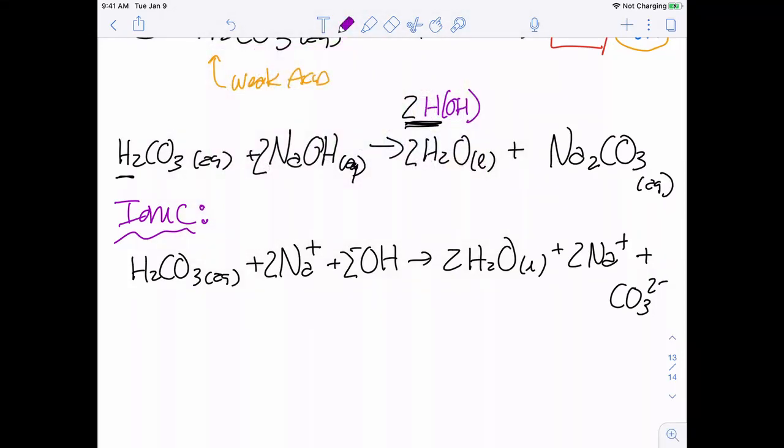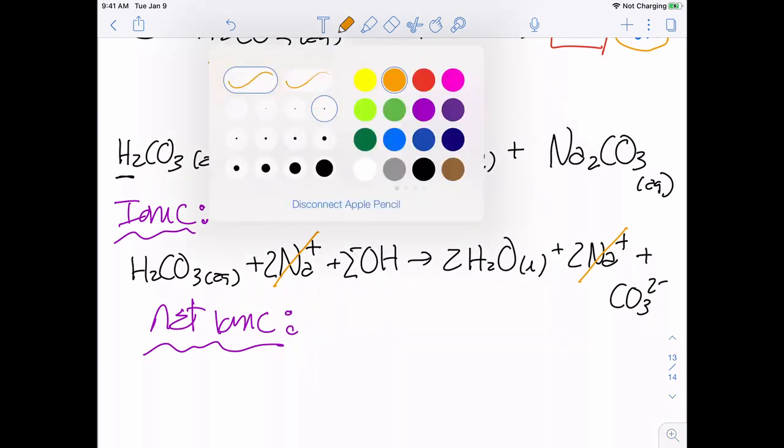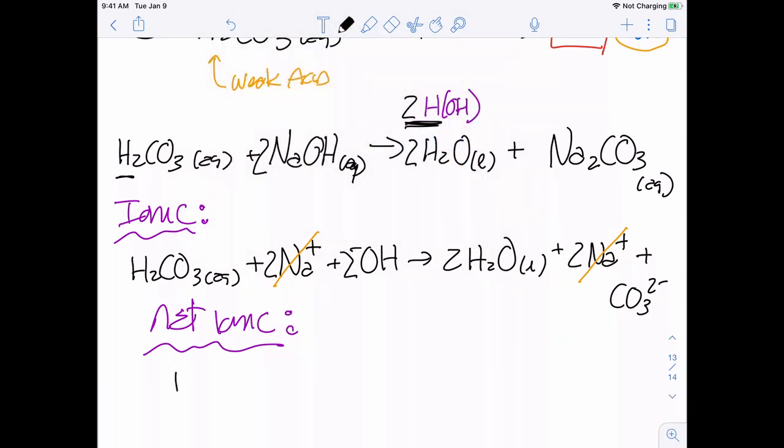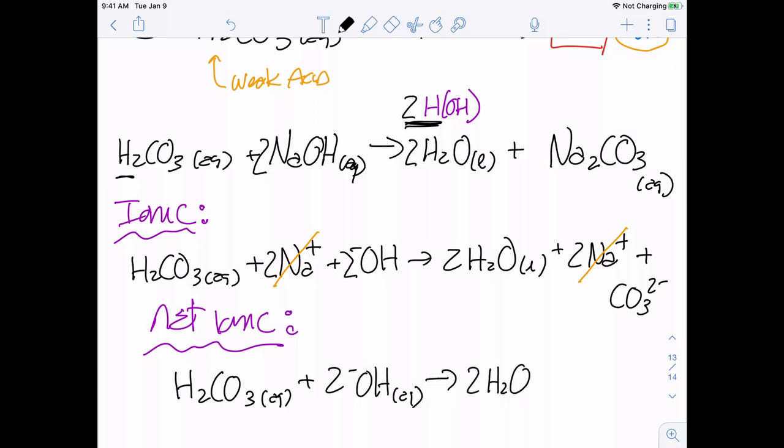My net, we are going to remove our spectator ions, right? Things that are not undergoing a chemical change. And this time the only thing I have is sodium. I have 2 sodium on both sides. So rewriting it, we end up with carbonic acid reacting with 2 hydroxide ions to produce 2 water molecules plus carbonate ions.